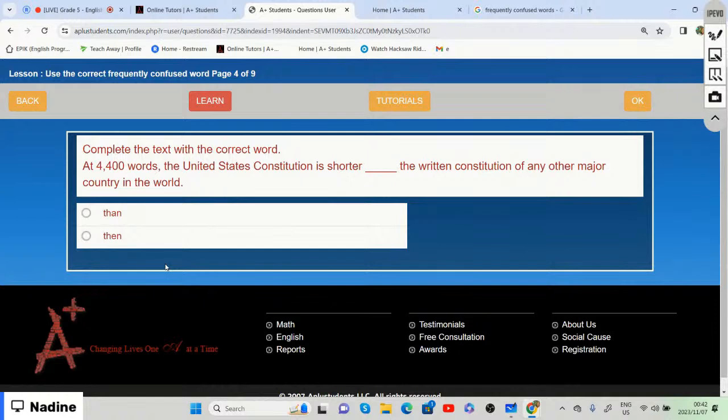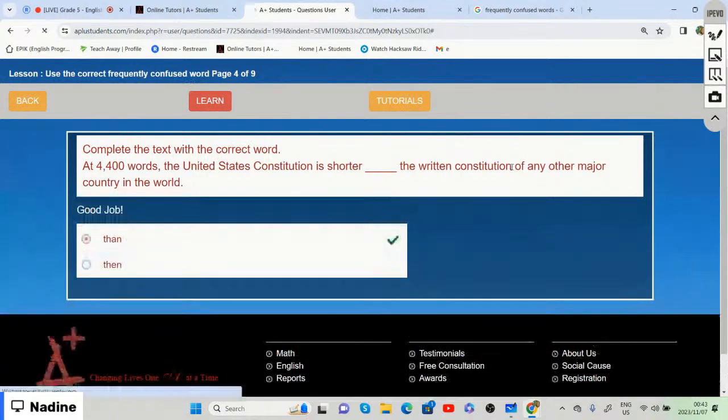At 4,400 words, the United States Constitution is shorter than the written constitution of any other major country in the world. Is it shorter than or shorter then? All right, so if we select the correct word, we will select than. Great, so well done.